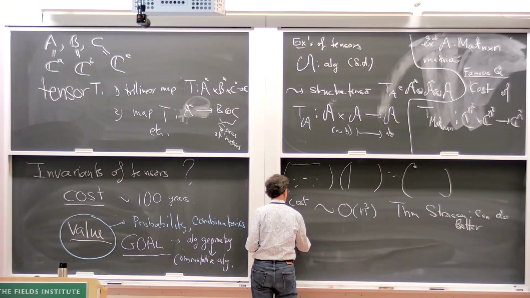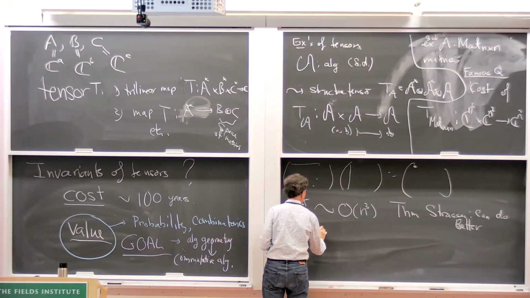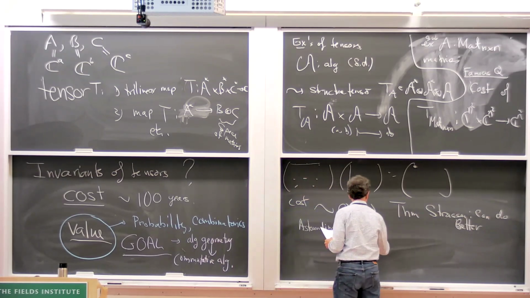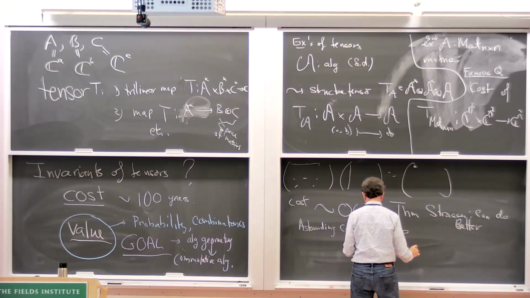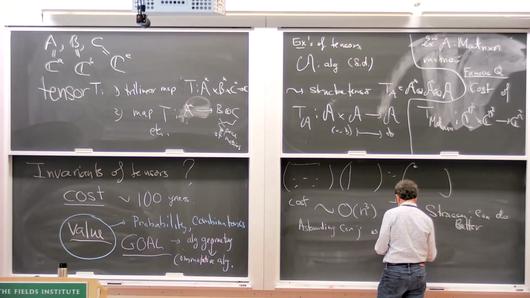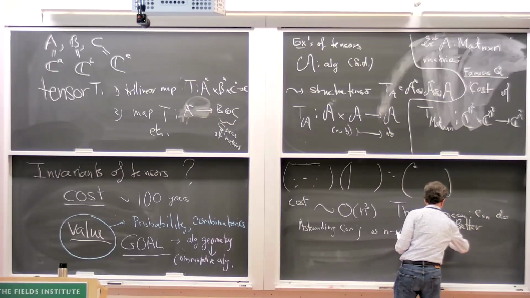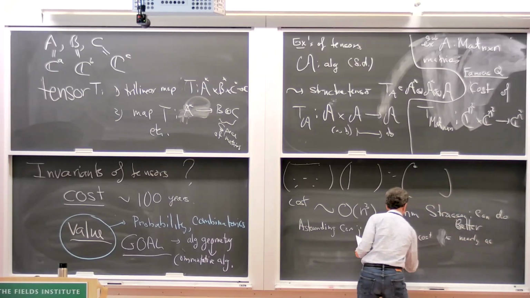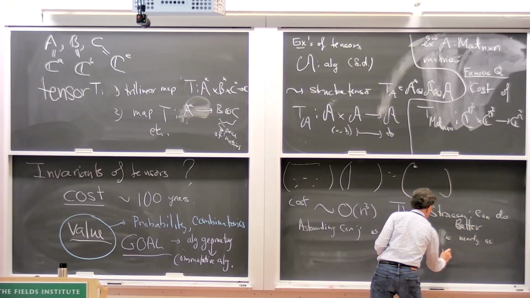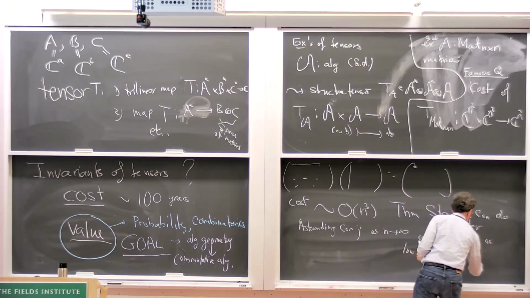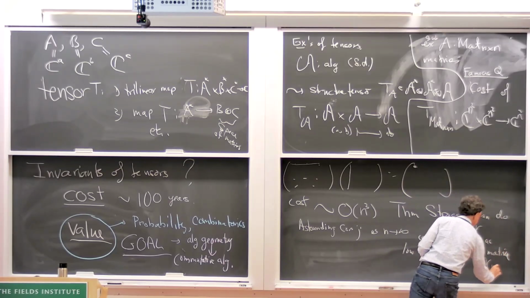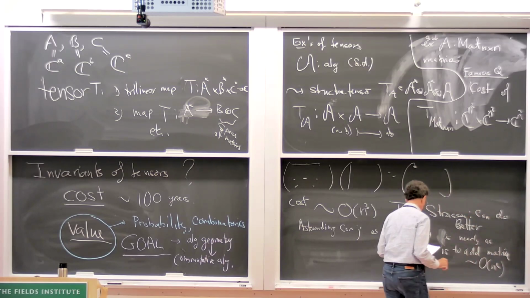But I can say that there's this astounding conjecture that as n goes to infinity, the cost is nearly as cheap as it is to add matrices. So to add matrices, of course, you just have to do n squared additions.